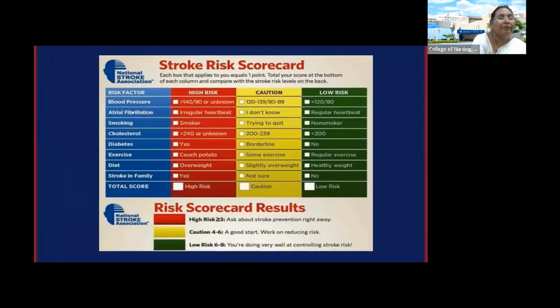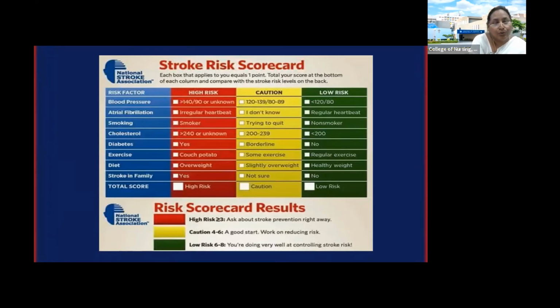Now, if you have more than three in the high risk column, you definitely have to make sure that you go to the doctor and you take care of yourself. If you have more in caution, that is about 4 to 6, you're okay, but still you have to bring it to borderline. If you have more in low risk, you have a very low risk for stroke, and you are safe.